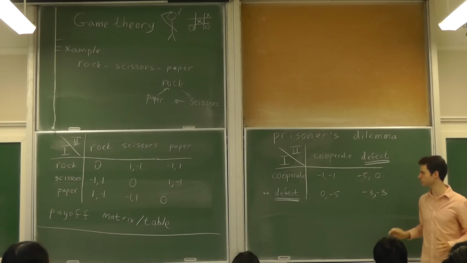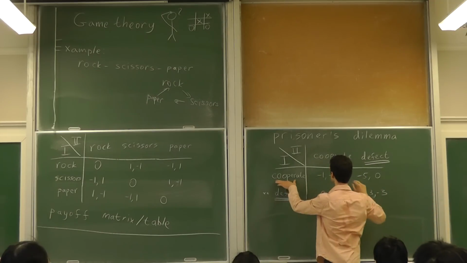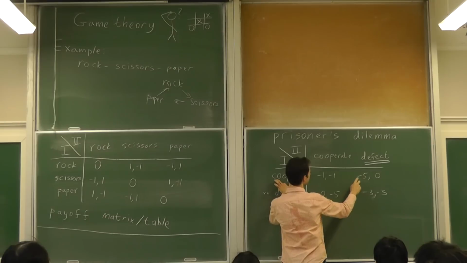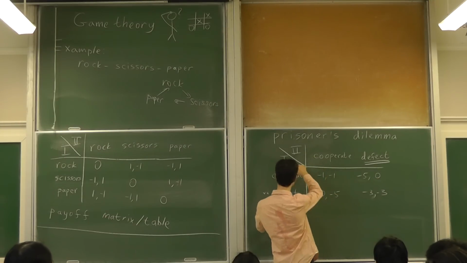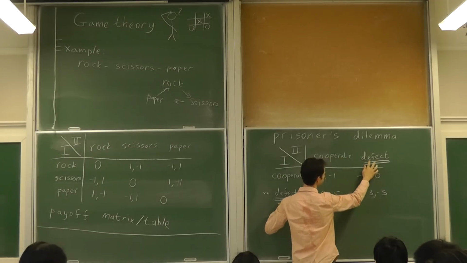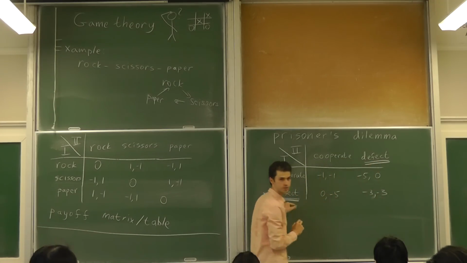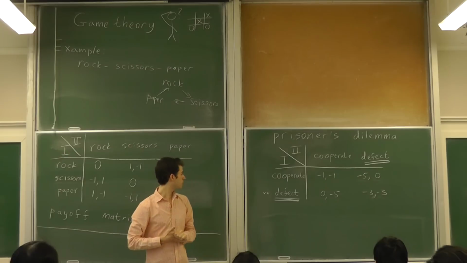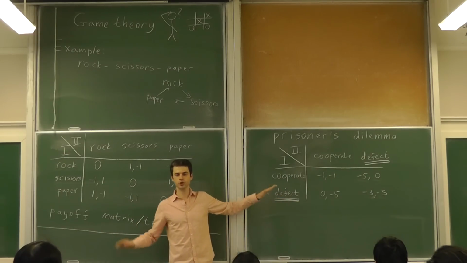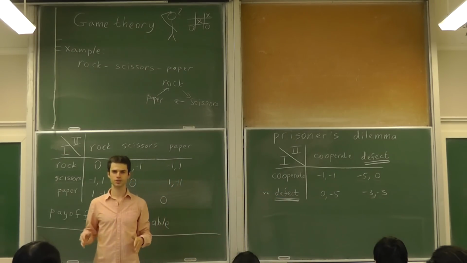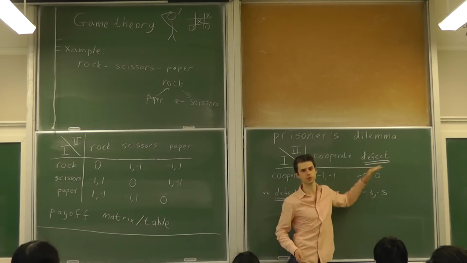Once again, you can just repeat the reasoning. If the first player chooses to cooperate, it's better for the second player to defect because he will get 0 instead of -1. And if the first player chooses to defect, it's better for the second player once again to defect because he'll get -3 instead of -5. So once you announce these rules, you know that two rational agents will play according to the following strategy. The first one always defects, the second one always defects.